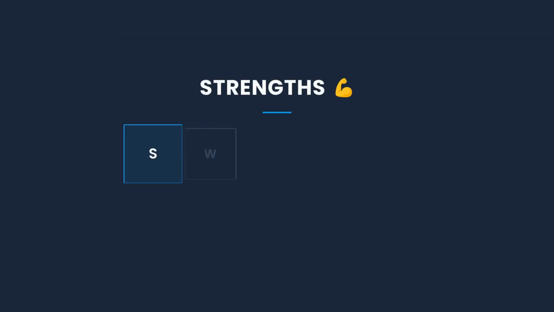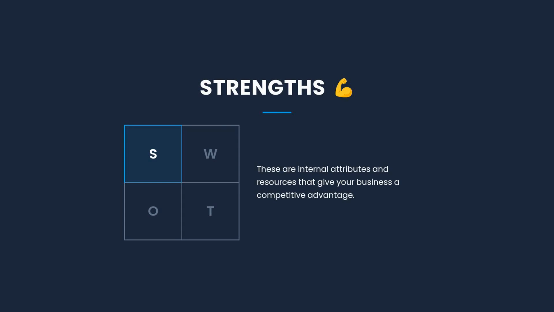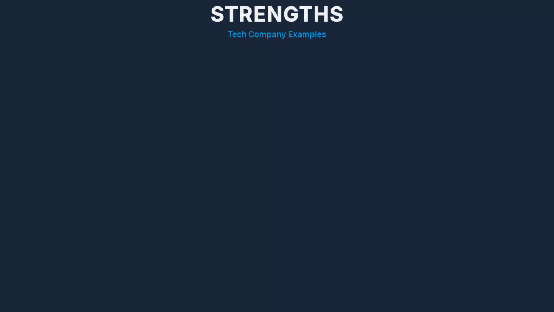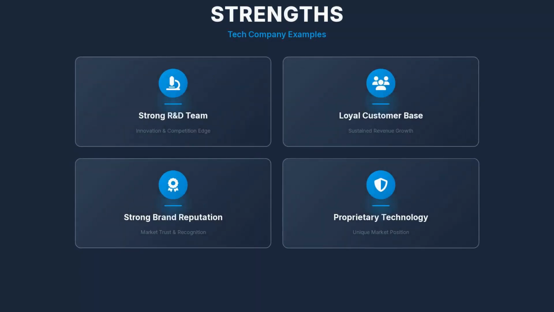First, let's talk about strengths. These are internal attributes and resources that give your business a competitive advantage. Example, a tech company might have a strong R&D team, which allows it to innovate and stay ahead of the competition. Other strengths could include a loyal customer base, strong brand reputation, or proprietary technology.